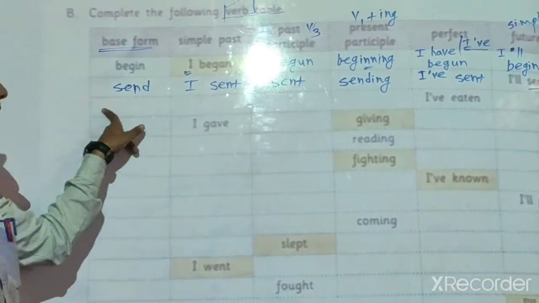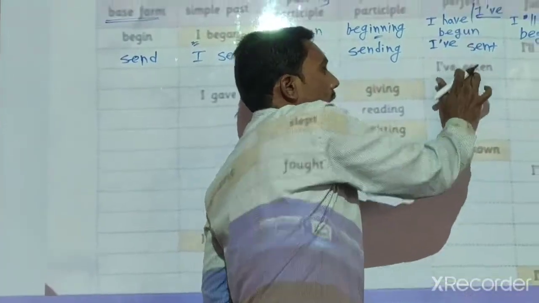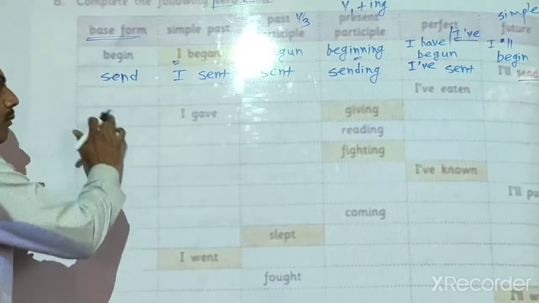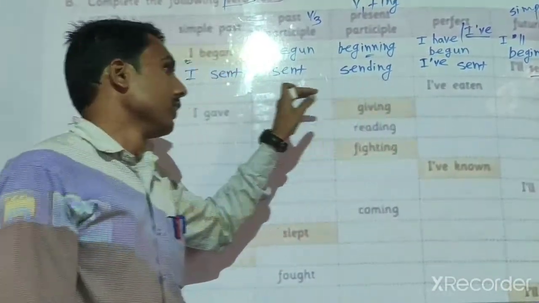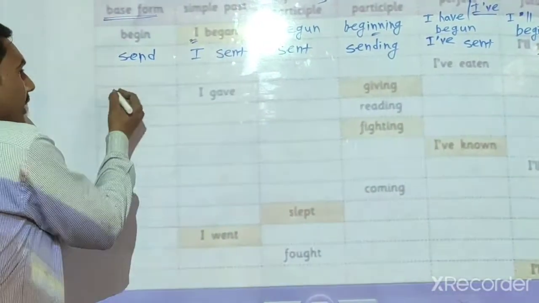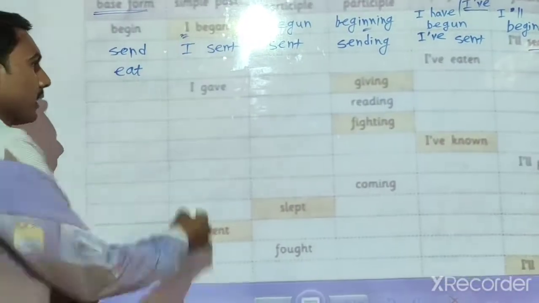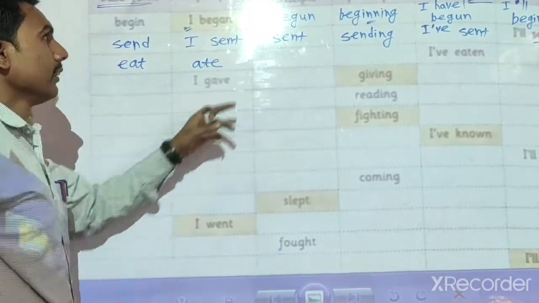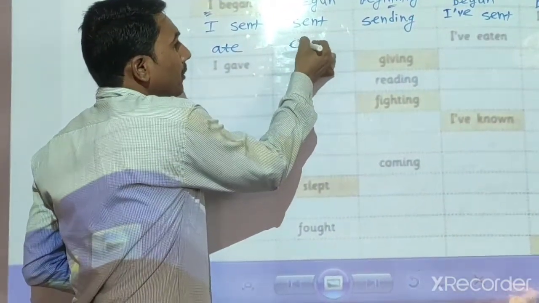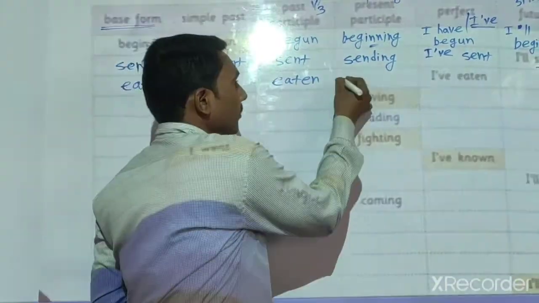Now in the third row, look here. I have eaten. They give us present perfect tense. We want to fill the remaining one, or we want to complete the remaining columns. Look here. I have eaten, and the first form of eaten is eat. Eat. Second form, simple past, ate. Then third form, past participle, that is eaten, and present participle, eating.